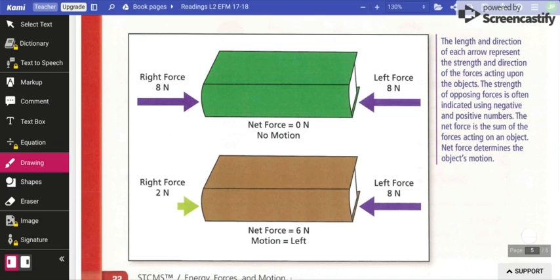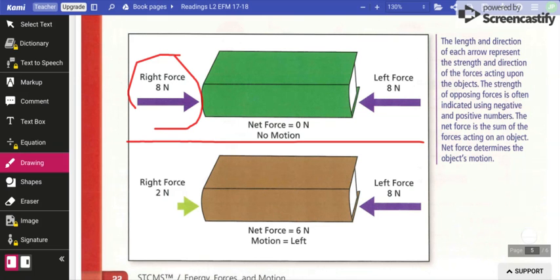You have two objects. The top object is above the red line, and there's a right force of 8 newtons to the right. Now, it writes out the right force, but in the future you'll just get arrows. It has 8 newtons. 8 is the strength, and newtons is the unit of that strength, the unit of the force. Newtons is a capital N.